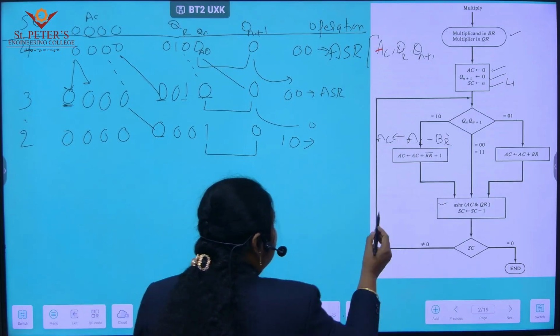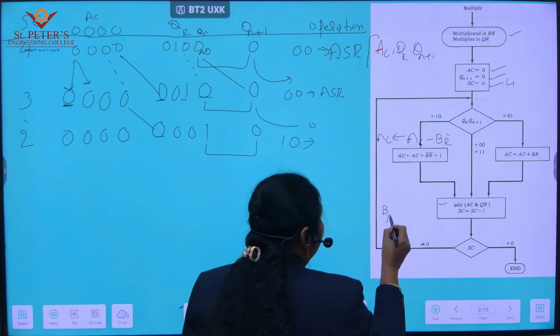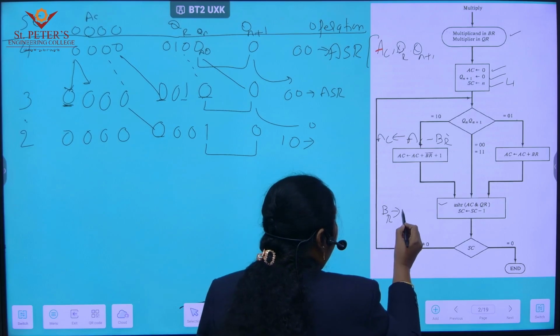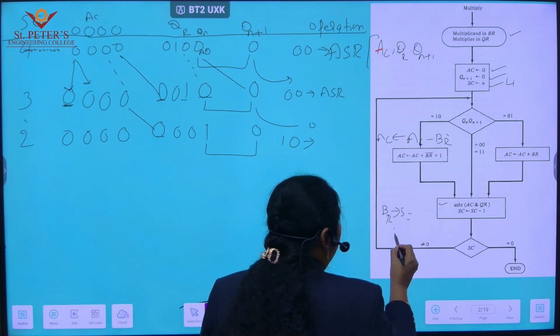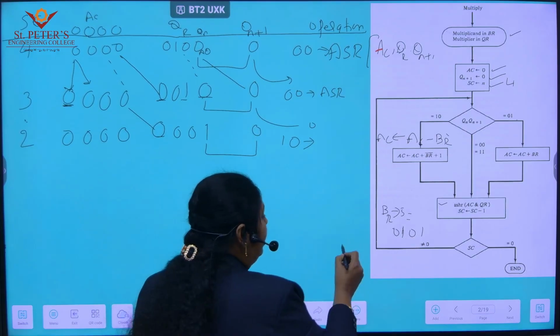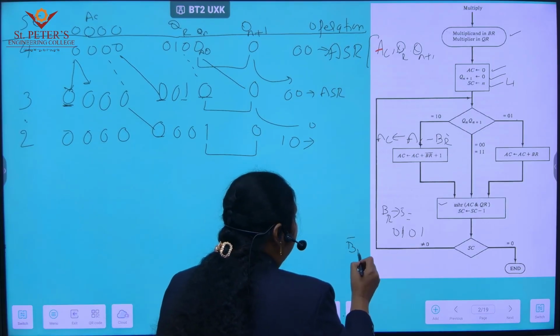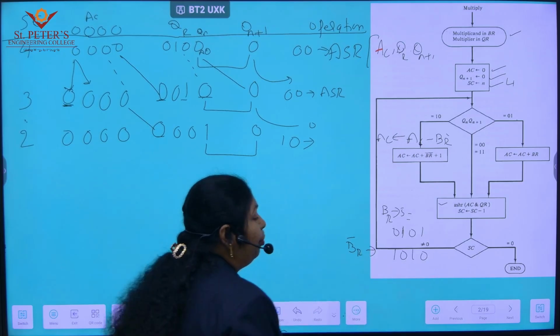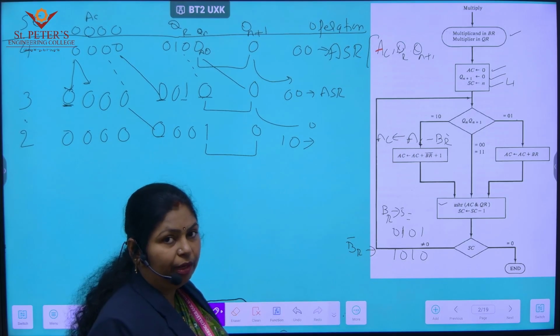Here, let us see what the BR value is. What does the B register contain? The multiplicand. What is our multiplicand? 5, which is nothing but 0 1 0 1. What is the corresponding complement of BR? Complement of BR means now 1 0 1 0. Complement means 1 will become 0, 0 will become 1.